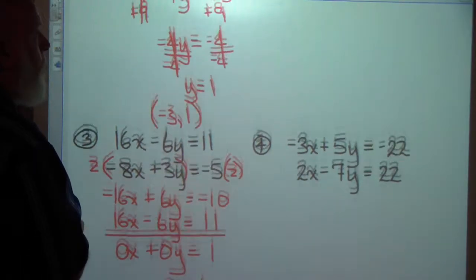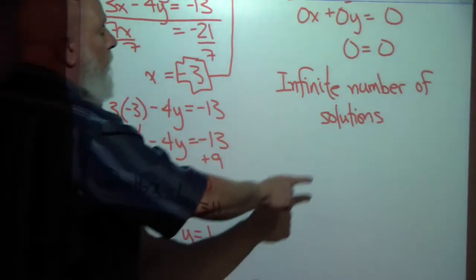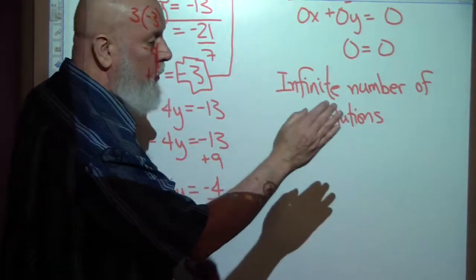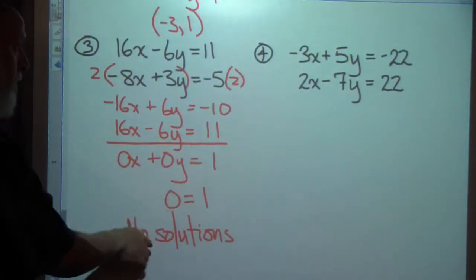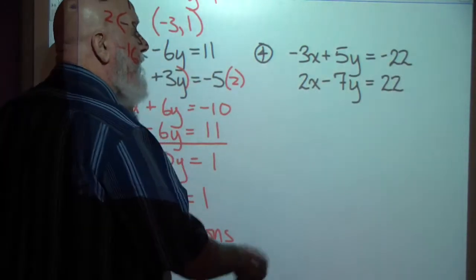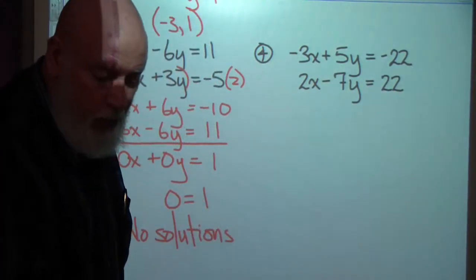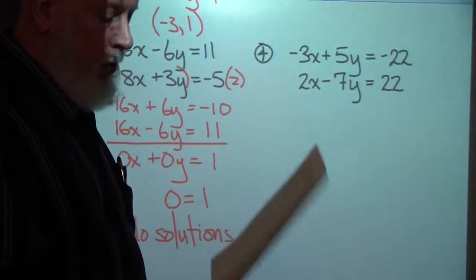Alrighty, so we found one that had a solution. We found one that had infinitely many solutions where one line lied right on top of the other. We found one that had no solutions. I don't have any idea what this one's going to have, but let me make sure this one had no solutions. Make sure I'm right. No solution, yeah.